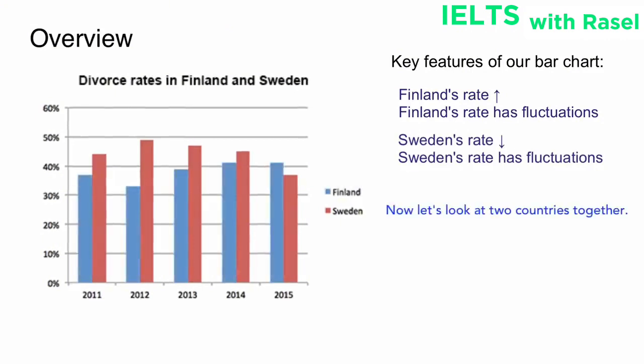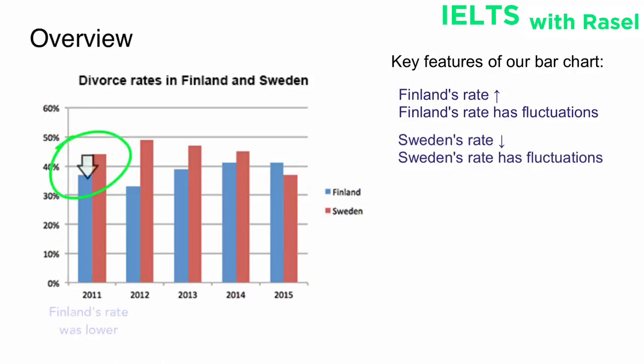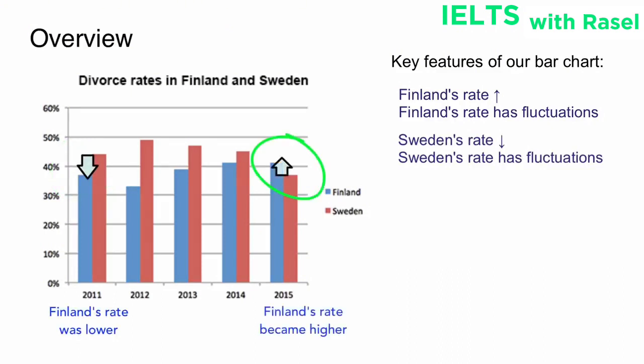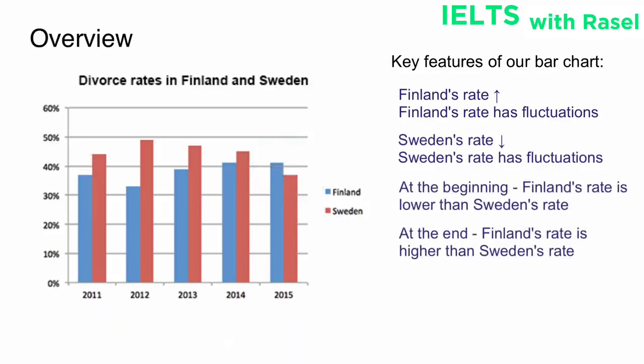Now let's look at the two countries together. How do their rates compare during this time period? To answer this question, we have to look at the countries' rates at the beginning and at the end of the period. We can see that initially, Finland's rate was lower than Sweden's rate. But at the end of the period, Finland's rate became higher, or outstripped Sweden's rate. So let's write down this information.